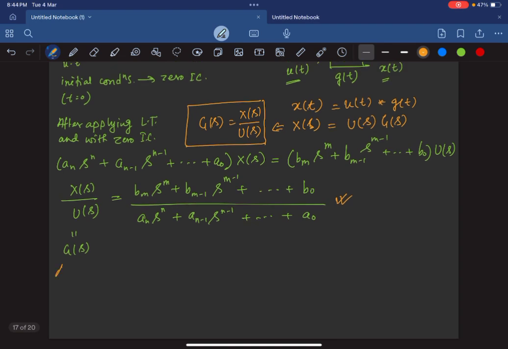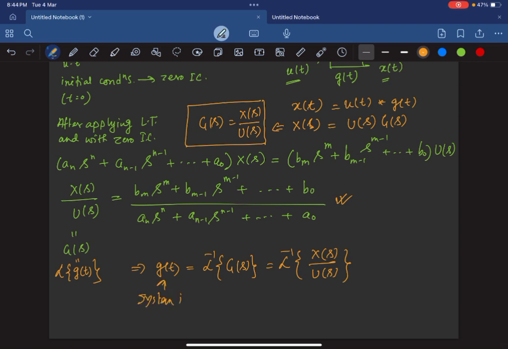Okay, now see, G(s) is nothing but the Laplace transform of our g(t) function. So if we want this impulse function back, what is the system impulse? Immediately we have g(t) as the inverse Laplace transform of G(s), and that is nothing but the inverse Laplace transform of X(s) by U(s). So this is the system impulse.